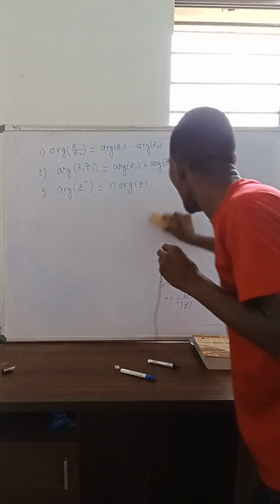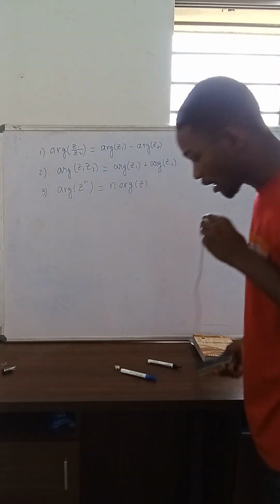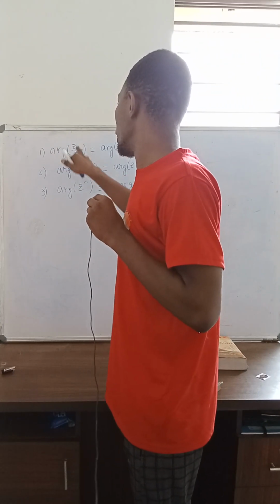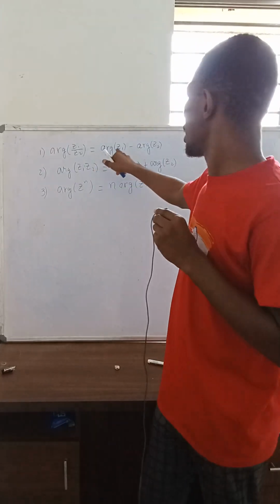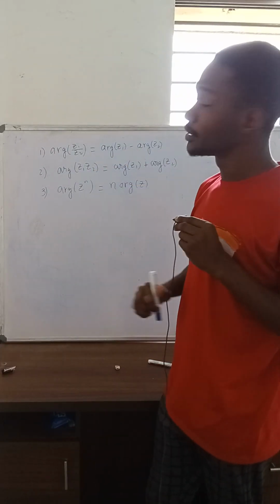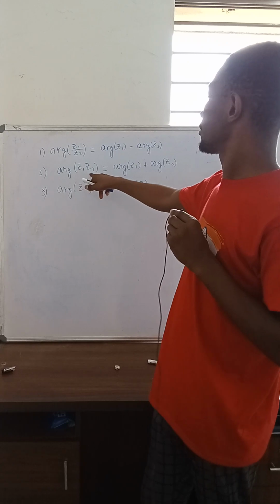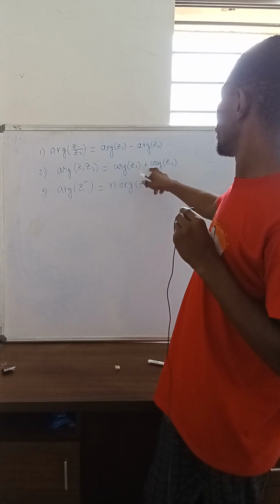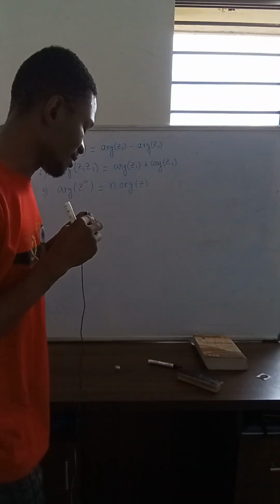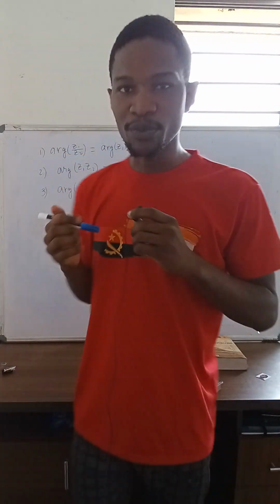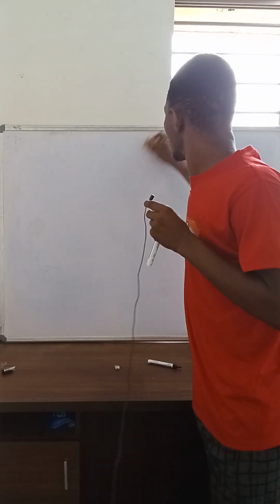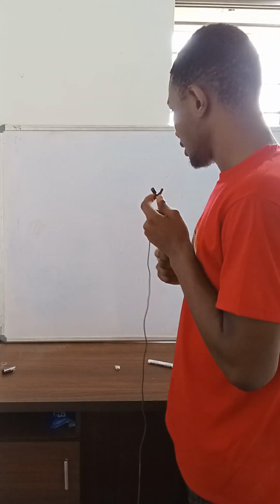Now the question is why the argument of z1 over z2 is equal to the argument of z1 minus the argument of z2, and the argument of z1 times z2 is equal to the argument of z1 plus the argument of z2. So for this, we are going to prove them one by one. Let us start with the easiest one, I think.